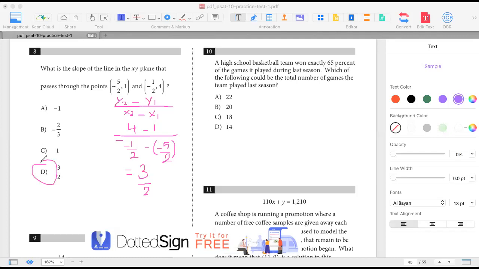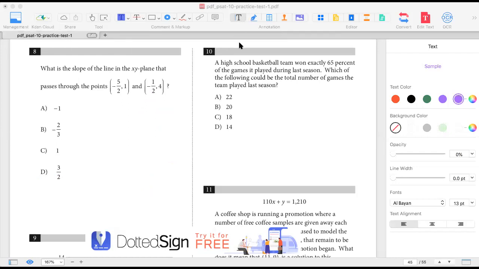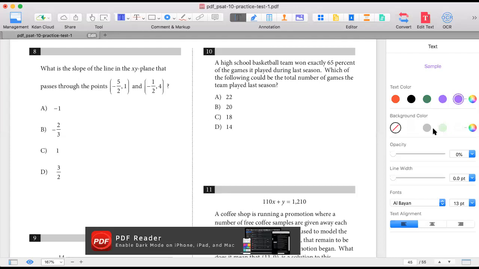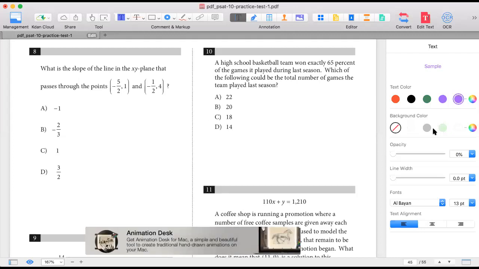And I want to remind you, don't forget to submit the correct letter in the correct question number. Number 10. A high school basketball team won exactly 65% of the games it played during last season. Which of the following could be the total number of games the team played last season? Again, a high school basketball team won exactly 65% of the games it played during last season.